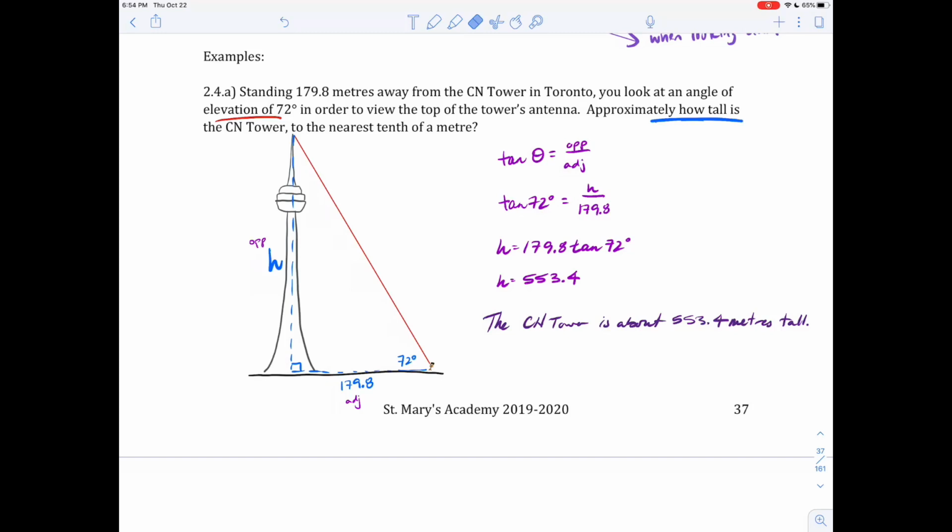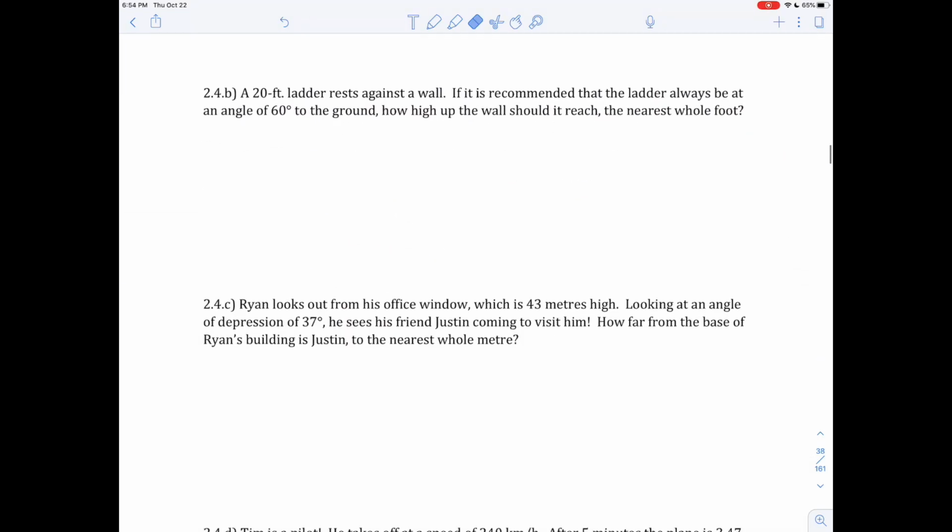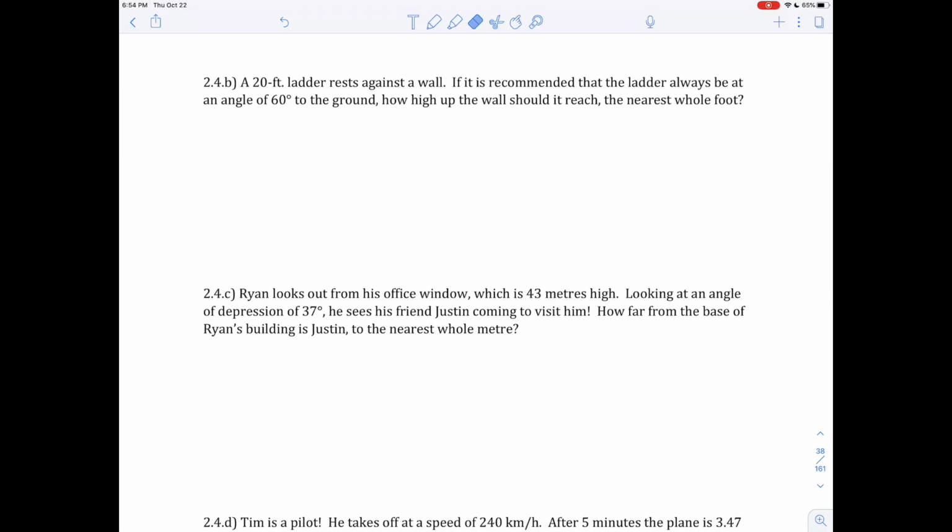Whew. All right, taking a look at this next example here, we have a 20-foot ladder resting against a wall. It is recommended that the ladder always be at an angle of 60 degrees to the ground. How high up the wall should it reach to the nearest whole foot?